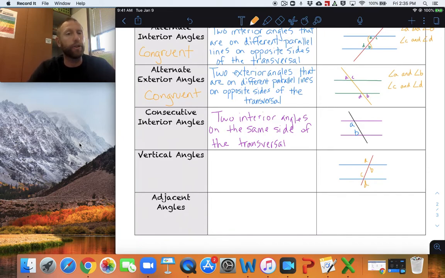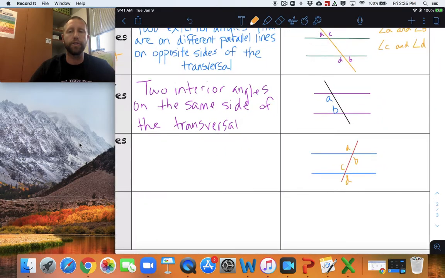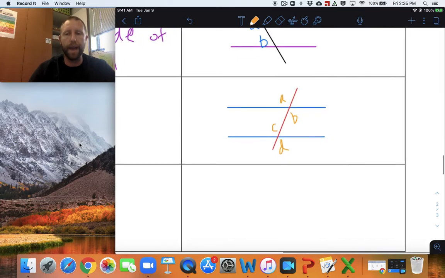Vertical angles we've already talked about. I just showed you some examples. I didn't write down the definition again. We don't need to do that. But I did show you some examples here. A and B are vertical angles. They're across from each other. They don't share a common side, right? But they are vertical angles. They're congruent.